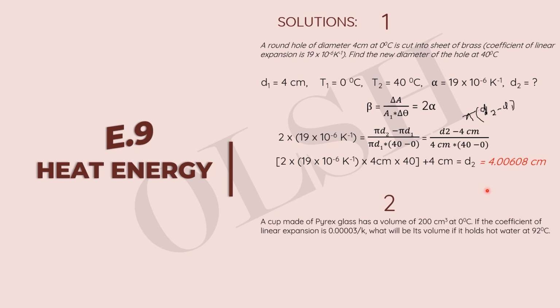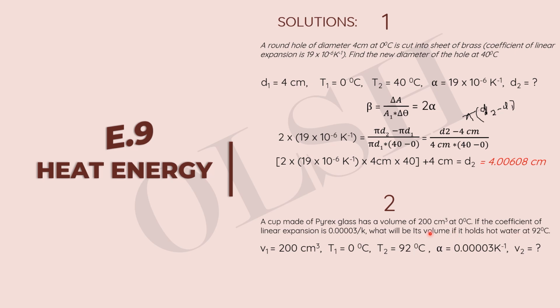Let's move on to question number 2. A cup made of Pyrex glass has a volume of 200 cubic centimeters at 0 degrees Celsius. If the coefficient of linear expansion is 0.00003 per Kelvin, what will be its volume if it holds hot water at 92 degrees Celsius? We have our parameters V1, T1, T2, and alpha. We're asked to find V2.